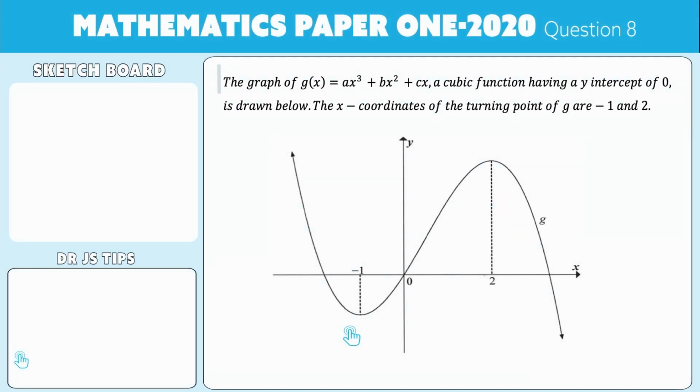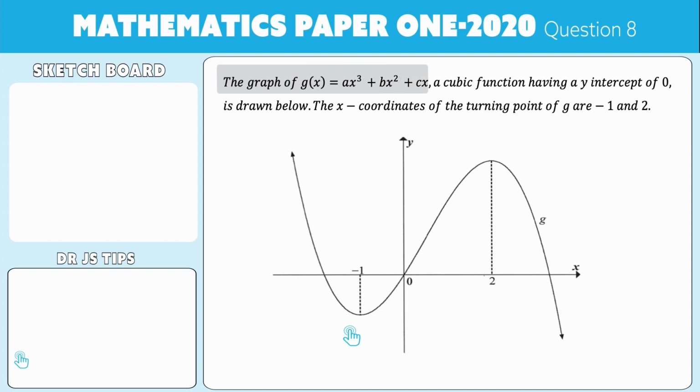Okay, folks, we are at question 8 of the paper. The question deals with a cubic curve, so let's see what they give us. They tell us the graph of g of x is given. Now look at how interesting they give g of x.